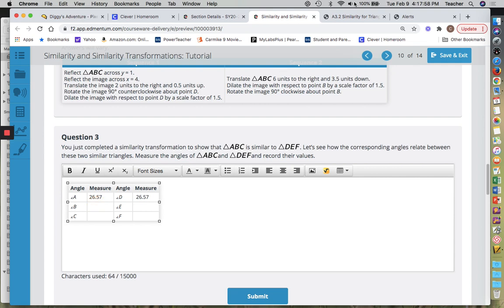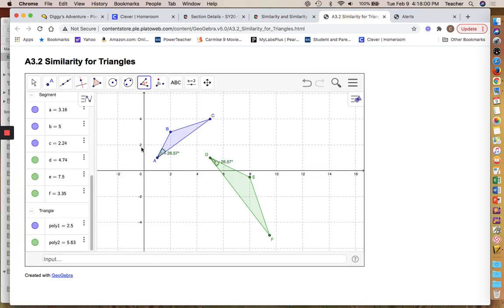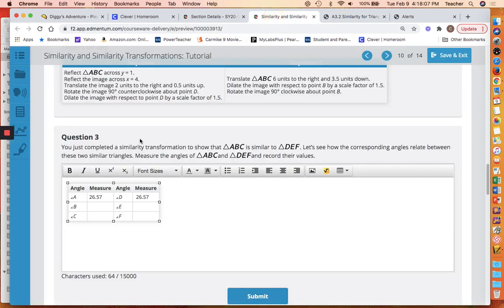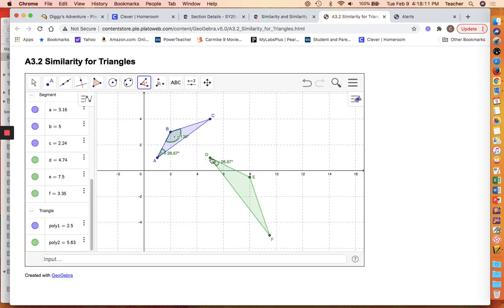Well, let's find angle B. Now, clockwise motion, you guys, so I have to click on A, B, C. I got 135 degrees. And angle E, so I'm going to click on D, E, F: 135 degrees.